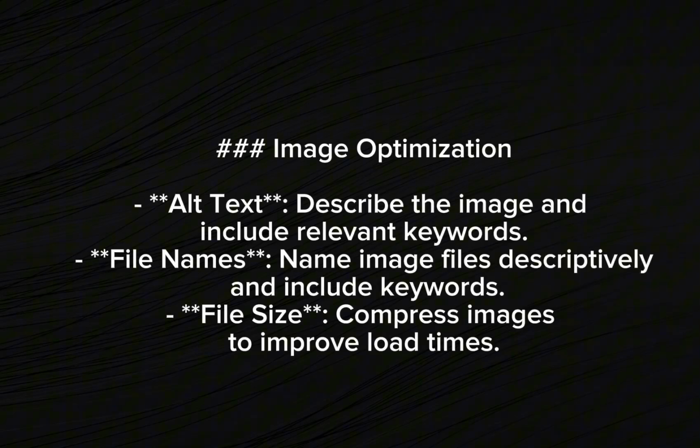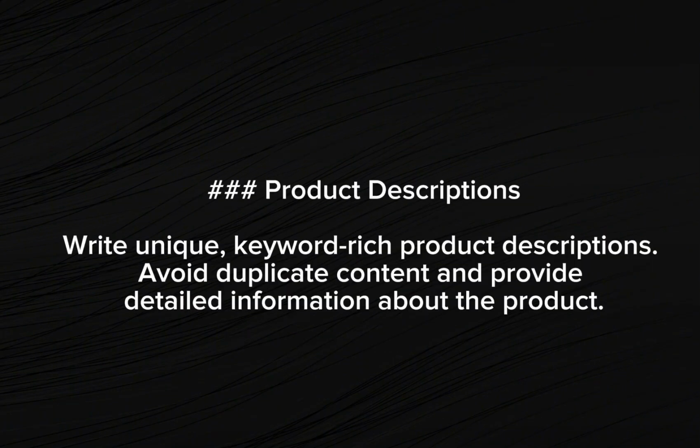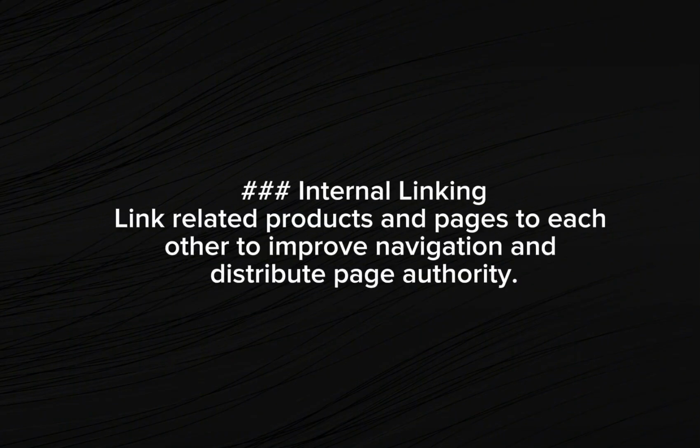Image optimization. Alt text. Describe the image and include relevant keywords. File names. Name image files descriptively and include keywords. File size. Compress images to improve load times. Product descriptions. Write unique, keyword-rich product descriptions. Avoid duplicate content and provide detailed information about the product. Internal linking. Link related products and pages to each other to improve navigation and distribute page authority.